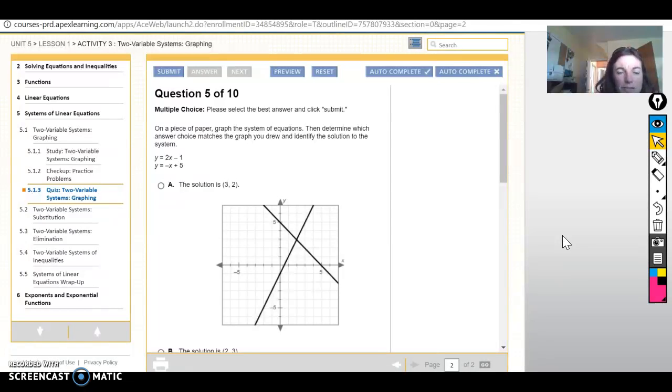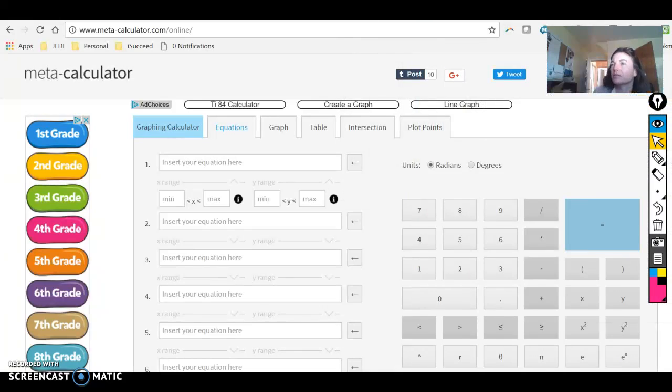Okay, on a piece of paper, graph the system of equations and then determine which answer choice matches the graph you drew and identify the solution to the system. Okay, I have another thing that we can actually do here. I'm going to move this to a different screen. We can actually use a graphing calculator, and the one that I like is metacalculator.com.